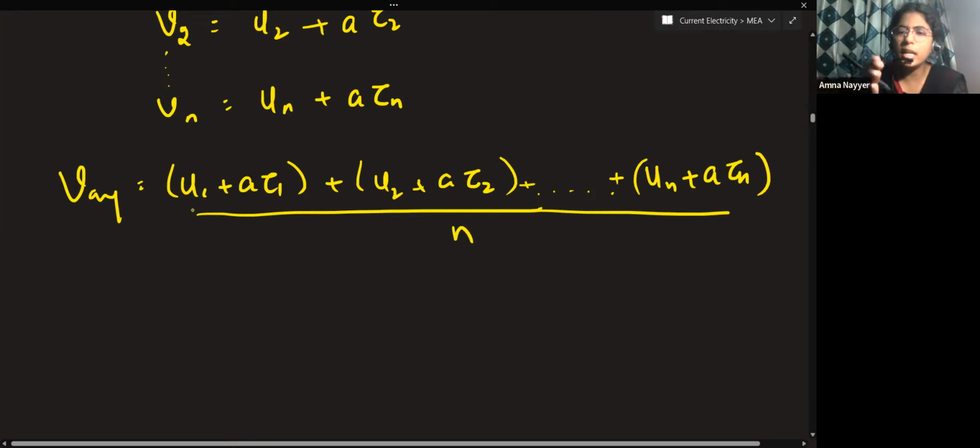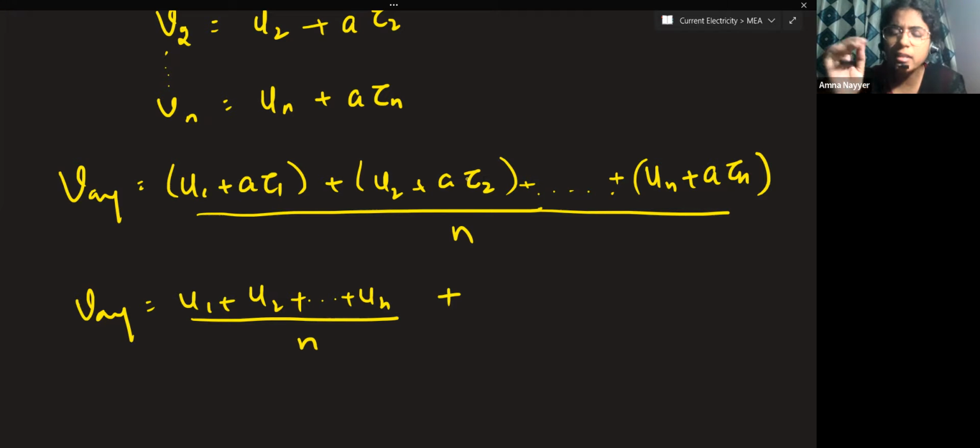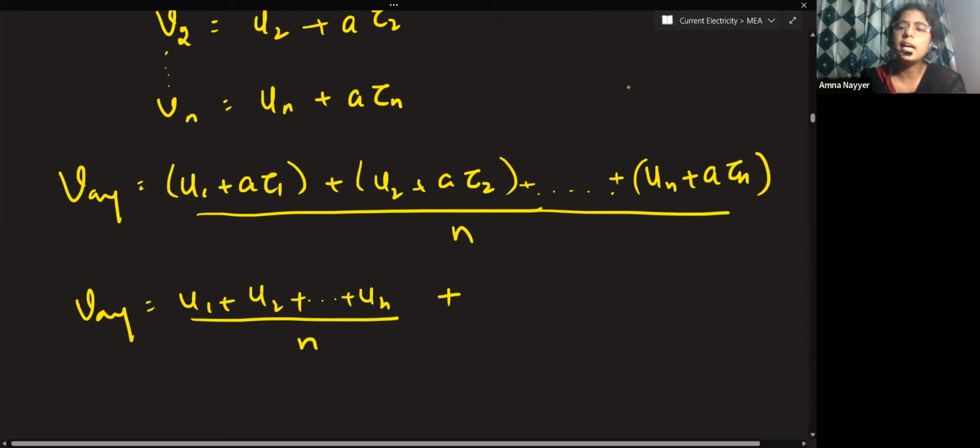Now let's segregate U1 and acceleration. So V average will be U1 plus U2 up till Un divided by n, plus we can segregate the terms, nothing else. We are just segregating the denominators. You will get to know why we are doing this, but it's a part of the derivation in order to get the formula for drift velocity. So this is the initial velocities, we have separated it. What is left? Acceleration multiplied by tau is left. Acceleration is same in all of them, so let's take acceleration as common. So A by n is there, and what is left is tau 1 plus tau 2 plus tau 3 up till tau n.